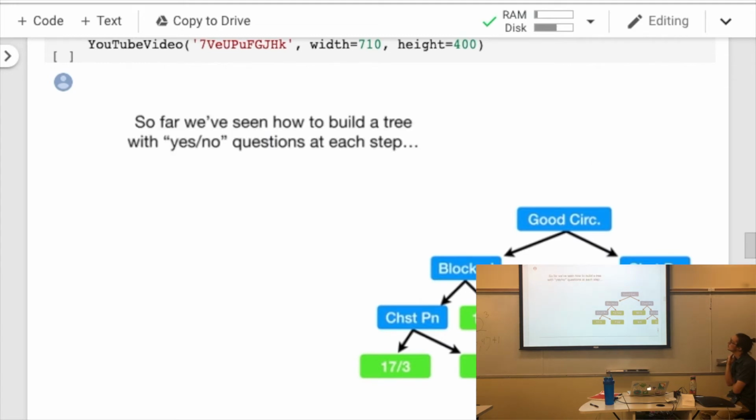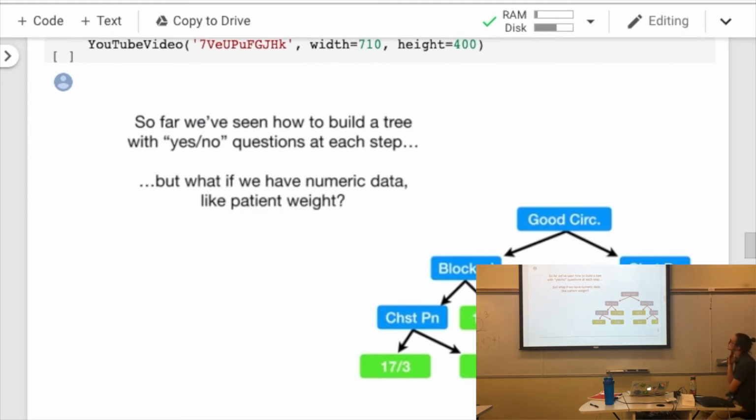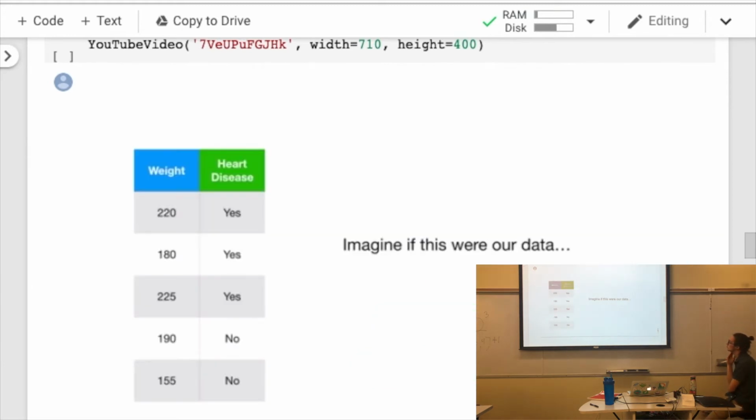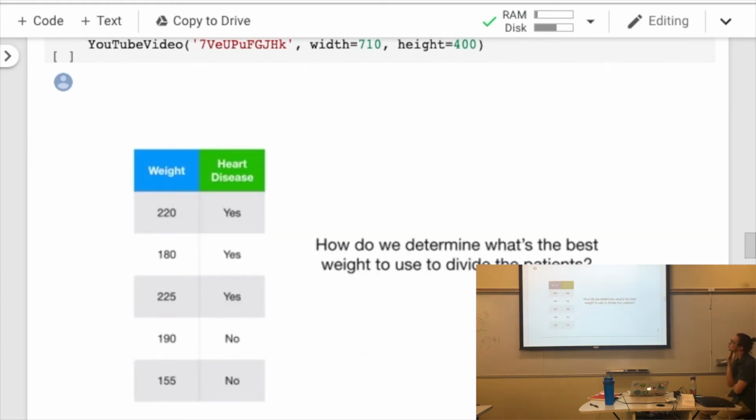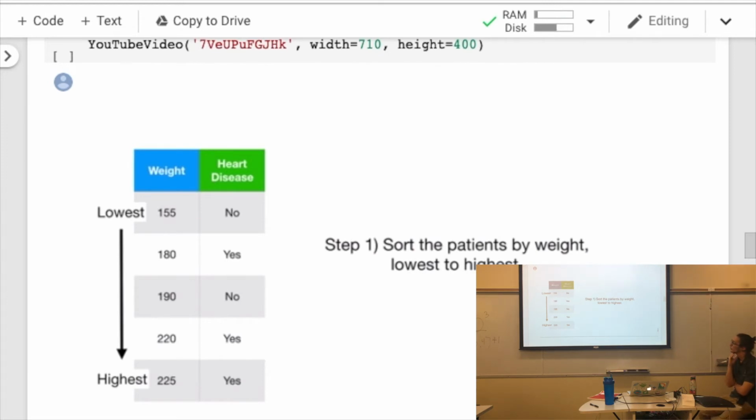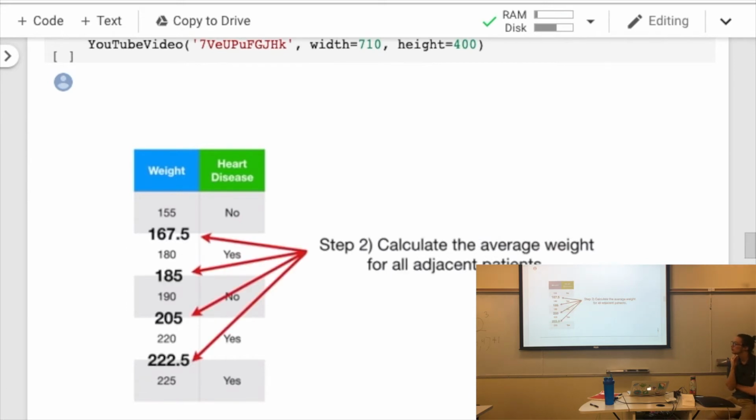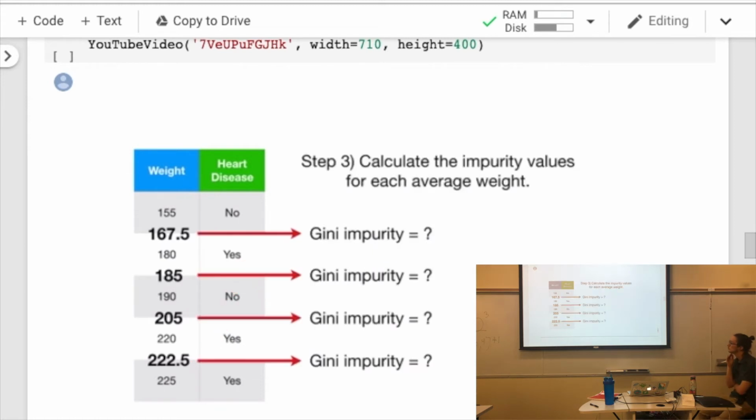So far, we've seen how to build a tree with yes-no questions at each step. But what if we have numeric data, like patient weight? Imagine if this were our data. How do we determine what's the best way to use to divide the patients? Step 1. Sort the patients by weight, lowest to highest. Step 2. Calculate the average weight for all adjacent patients. Step 3. Calculate the impurity values for each average weight.